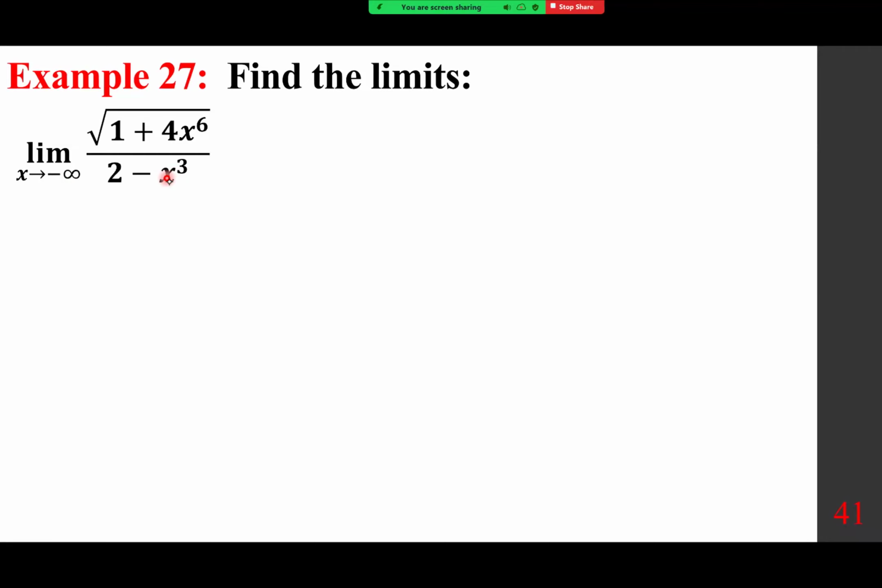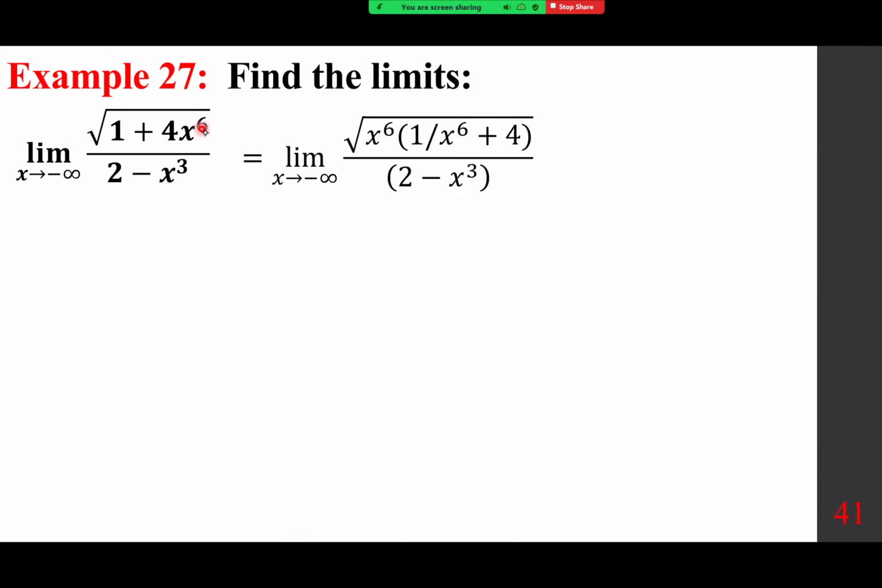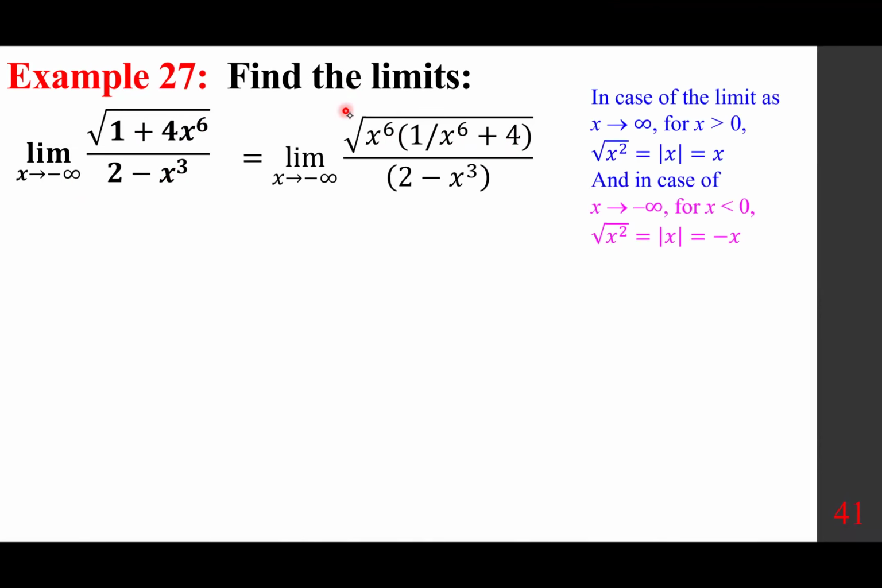First and foremost, inside the radical, I can take the common factor of x to the power of 6 in the following manner. This becomes 1 over x to the power of 6, this becomes 4, and x to the power of 6 comes out. Now, it's important to know when it comes out, what happens to it. Does it come out as x cubed, or minus x cubed, which one, and why? Let's pay attention to that.